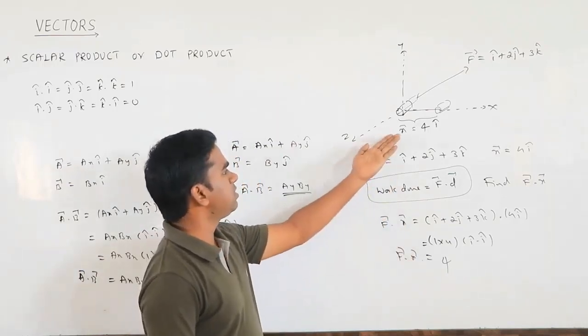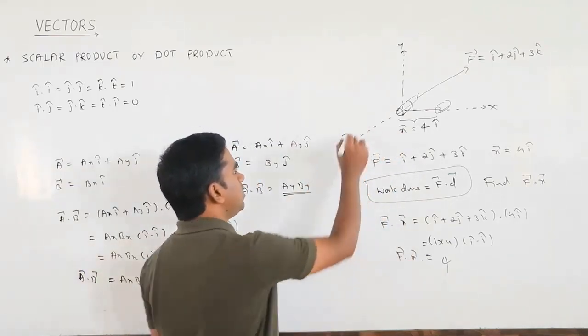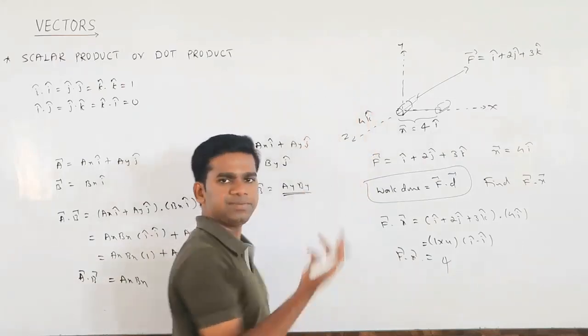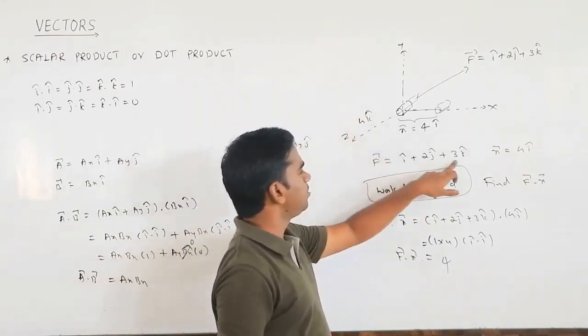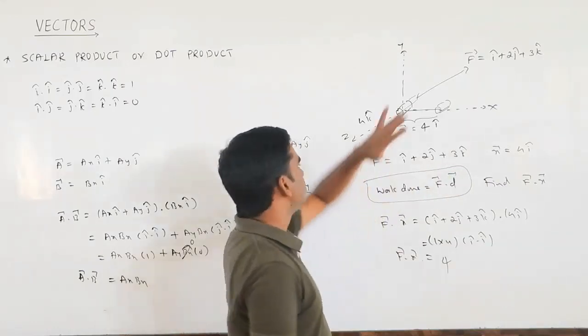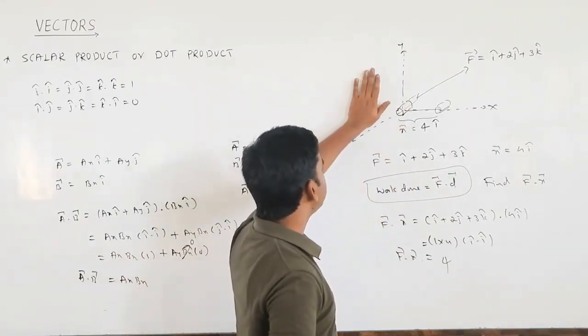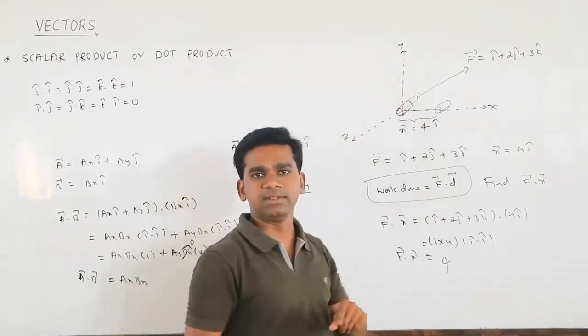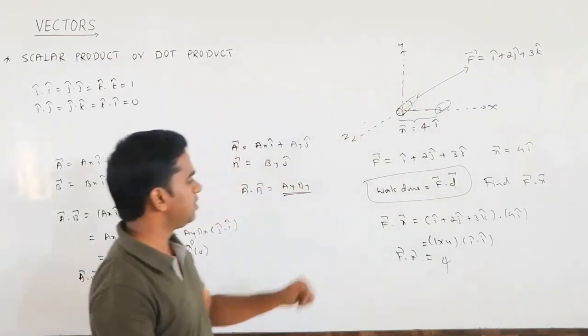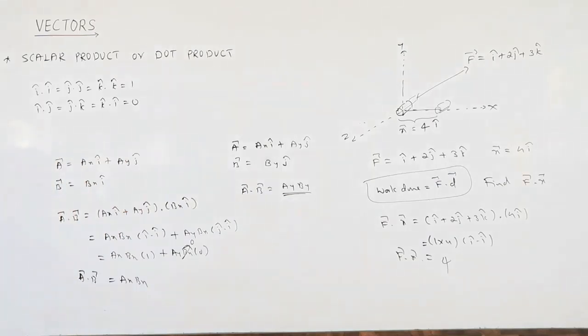They may give displacement along this also. They may give 4K cap also. If they give 4K cap, the answer will be 4 into 3, 12. So we have to concentrate on the unit vector. That will give you the result. So please do some practice on this one. You will understand easily.